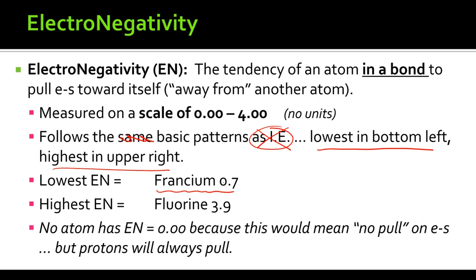And there it is, with the lowest electronegativity of all the elements at 0.7. The highest is in the other corner of the periodic table, fluorine, at 3.9. So that's a pretty high electronegativity. Basically, it's about 4, which is the maximum.